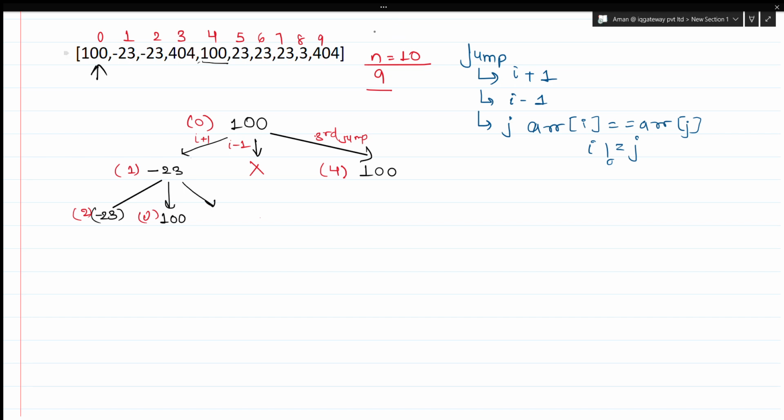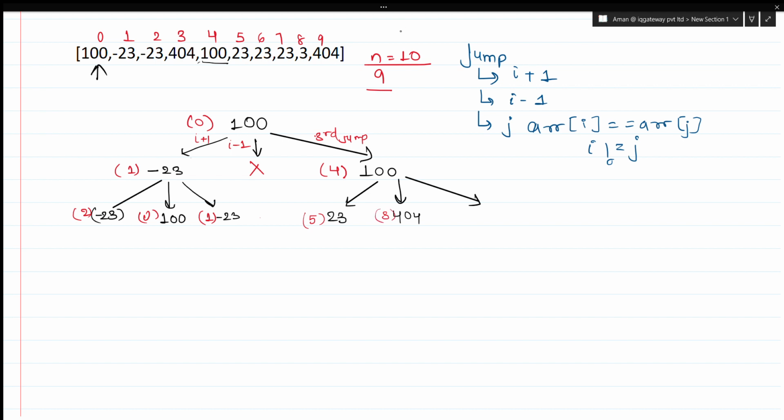And I can go to, is there another minus 23 present? Yeah, minus 23 is present at index 1. Okay, now let's see where I can go from 100. I can go to I plus 1, I minus 1, and the same. So I plus 1 will be 23, which is present at index 5. Okay, I can go to I minus 1, which is 404, which is present at index 3.